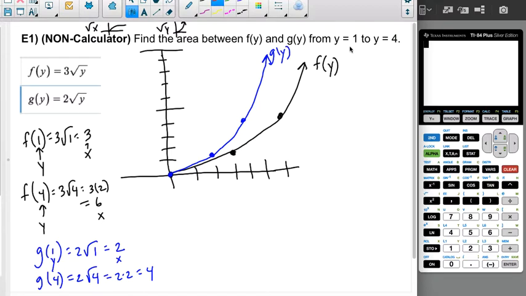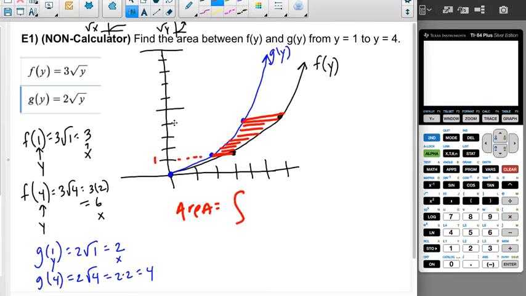If I want the area that I get from where y is 1, which would be right here, to where y is 4, this is the area that we're talking about. This red area is the area we're talking about. In order to find that, what I want you to note is that f of y is the right curve.